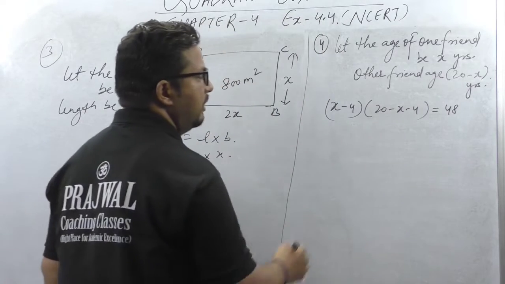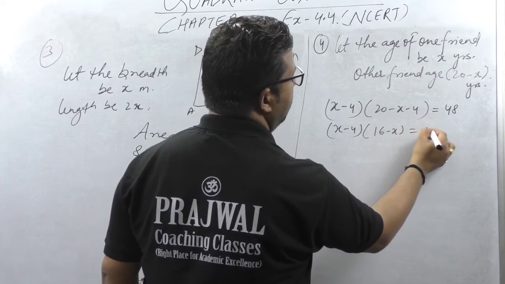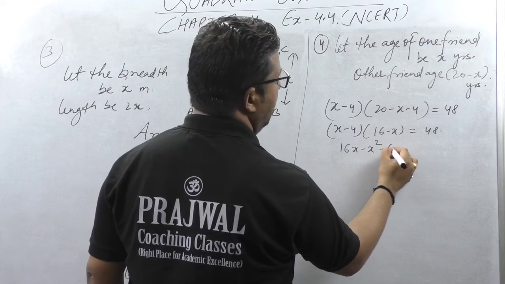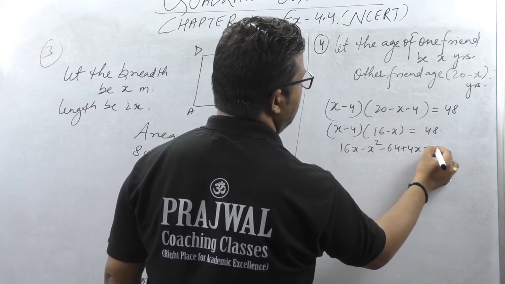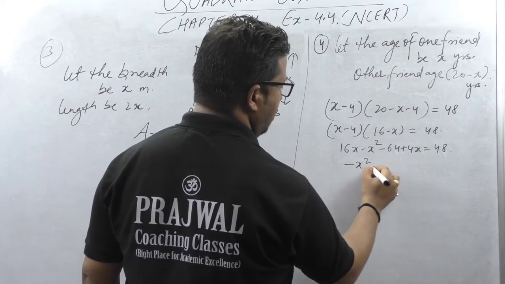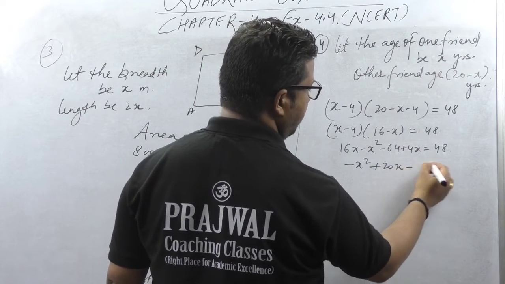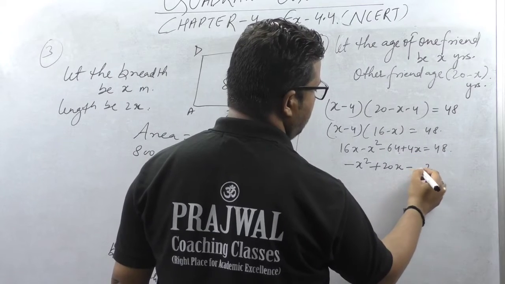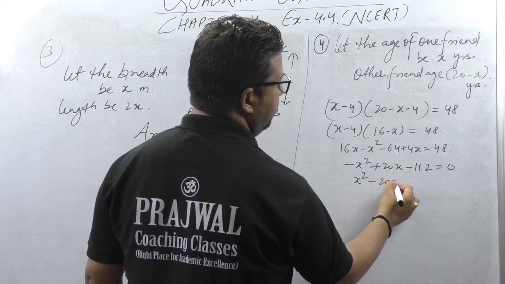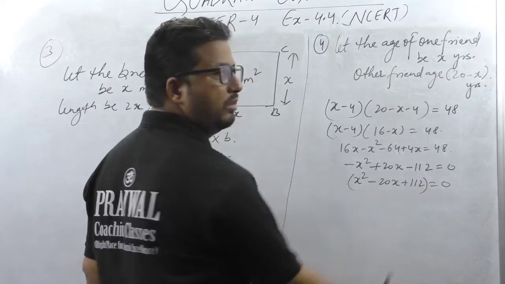It is coming to 48. Now we have to calculate this. It is (x minus 4) times (16 minus x) equal to 48. So if you multiply, it will be 16x minus x square minus 64 plus 4x equal to 48. So here we have minus x square and plus 20x, and if I shift 48 to this side, we get minus x square plus 20x minus 112 equal to 0. Taking the common negative, it becomes x square minus 20x plus 112 equal to 0.